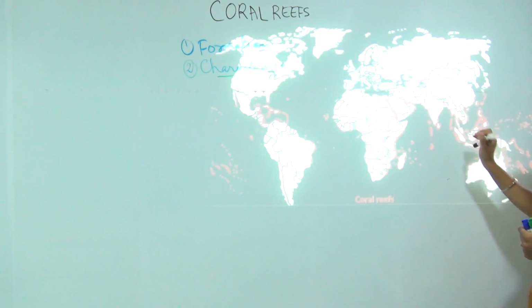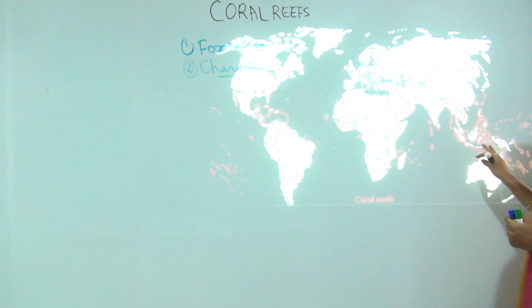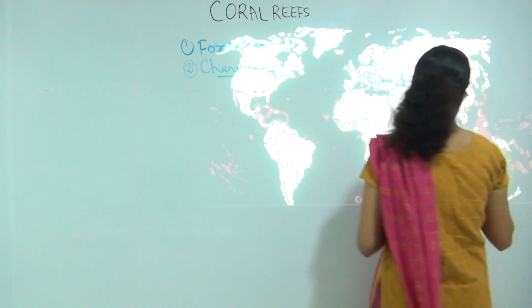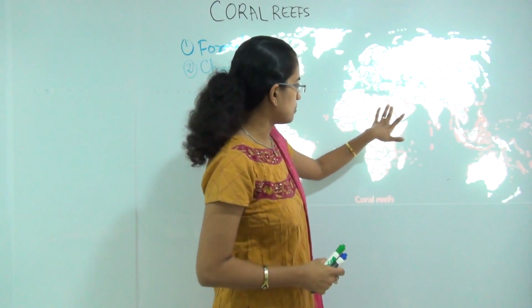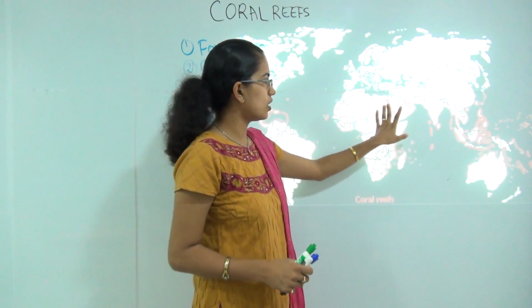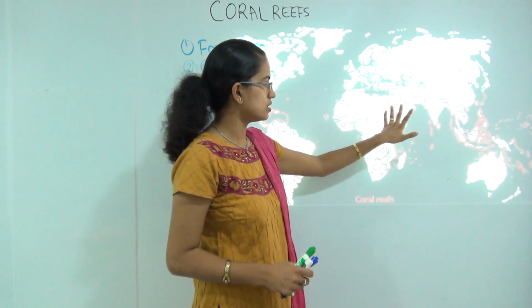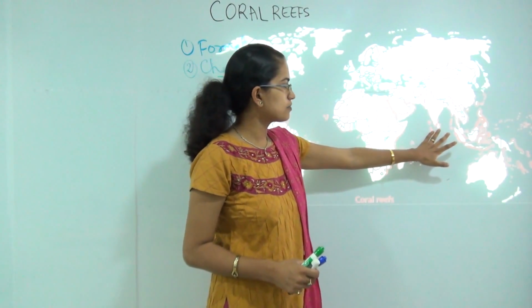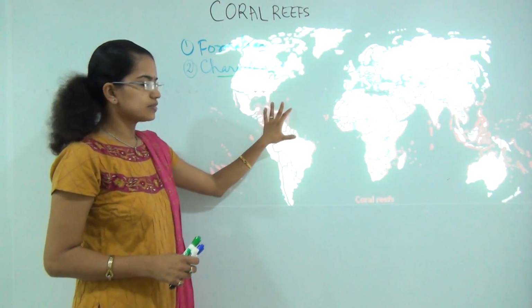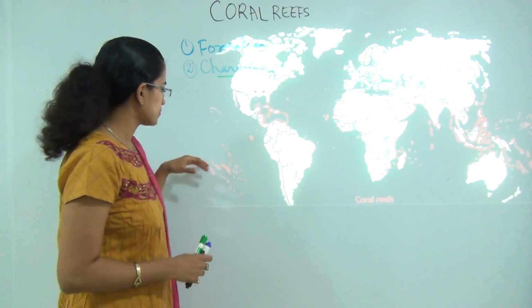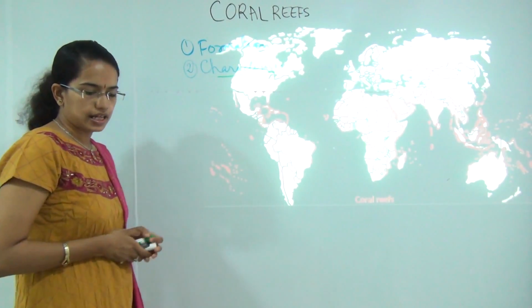So as you can see, most of the corals are confined to this region, the Australia and the Melanesian Polynesian islands. You have some coral deposits found on the coast of Yemen, and then you have coral reefs found in the Indian Ocean. A lot of coral reefs have been found in the Caribbean seas and few near the Hawaiian Islands.